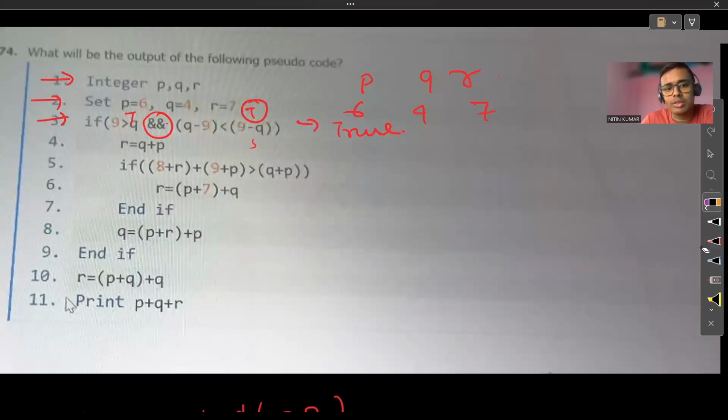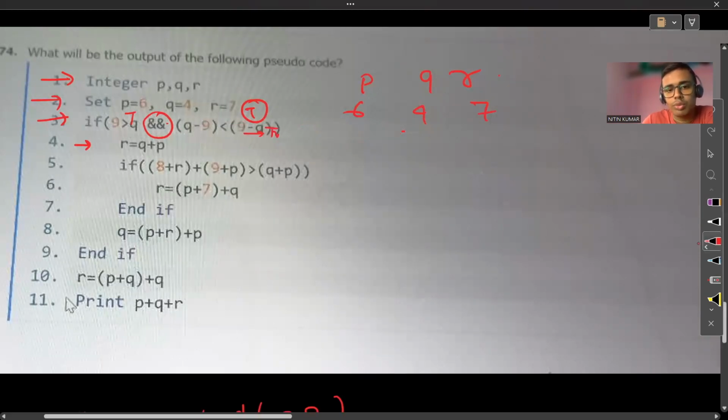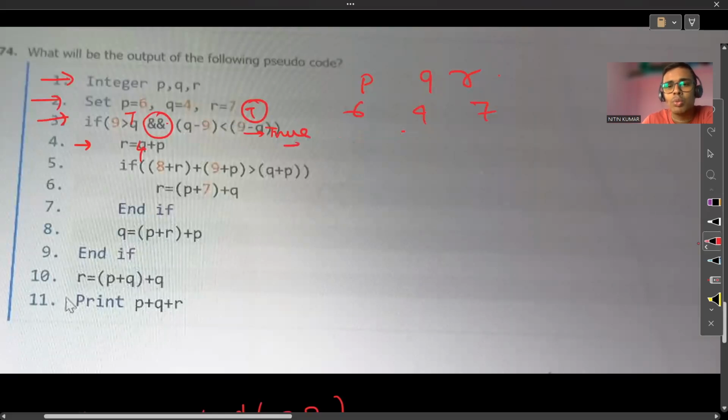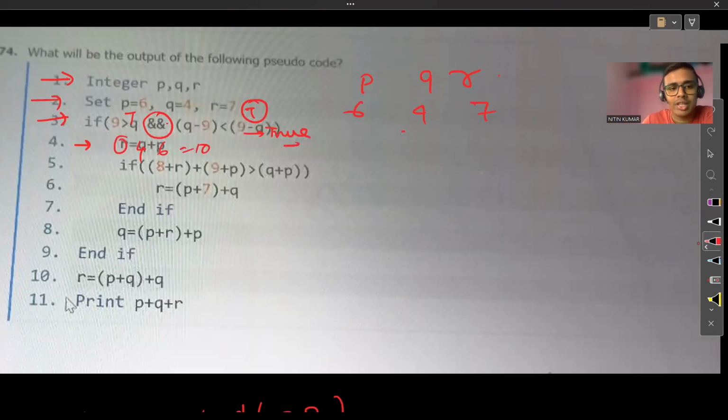Okay, let me erase this. So this will return true. When this if condition returns true, then I go inside this if condition and have to perform the instructions written inside it. So here the first instruction is R equal to Q plus P. The value of Q is currently 4 and the value of P is 6. So 6 plus 4 will eventually give 10. So the value is 10 and it will be assigned to R. So R will now become 10.